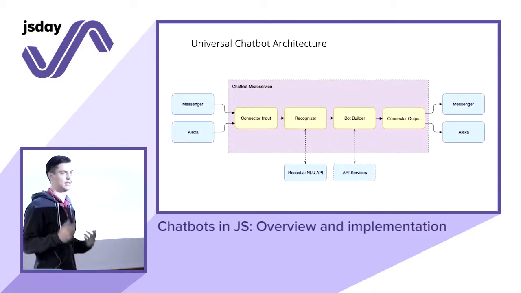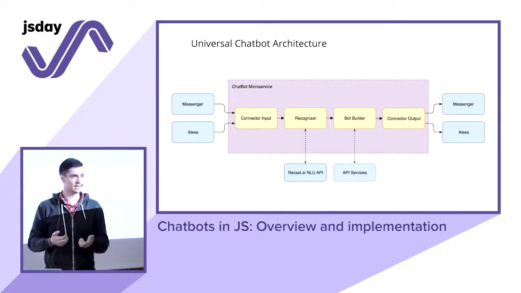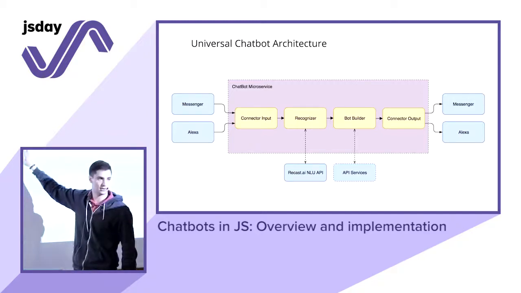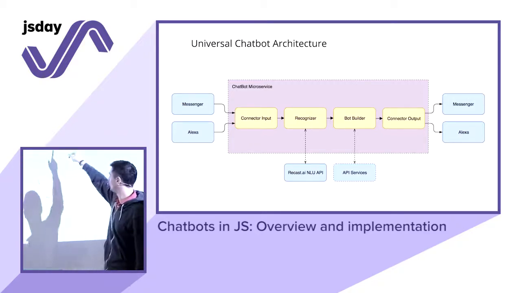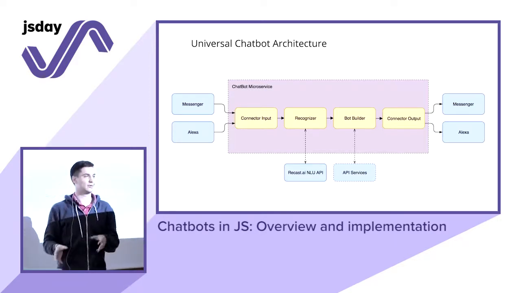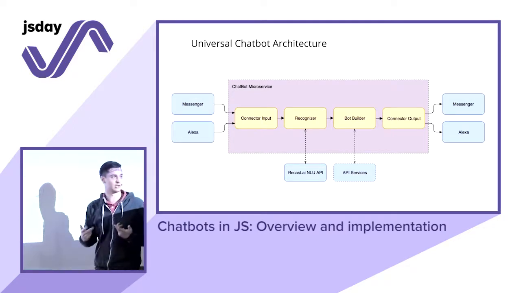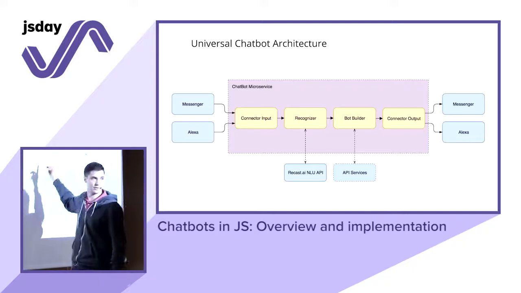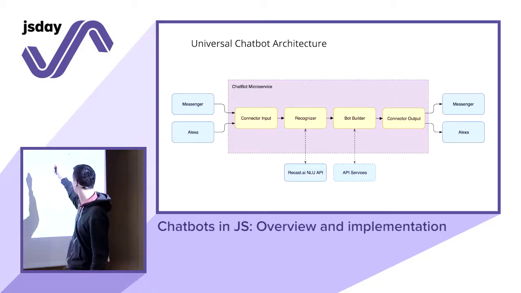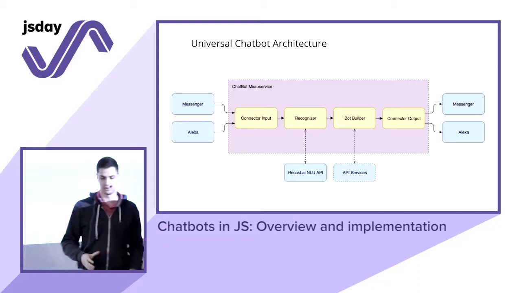If we get a message, let's say from Messenger, a user says, I want to book a restaurant in Verona. The message will go through what is called a connector. Then we will ask the recognizer to translate the user sentence into actionable input. Then we will go through the bot builder, so your conversation logic. And finally, whenever the bot builder needs to send out a message, it will go through the connector output and to the specific channel that you're using.